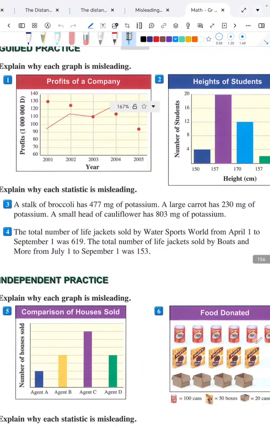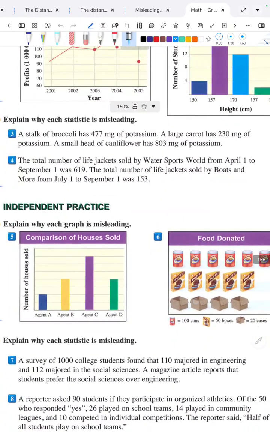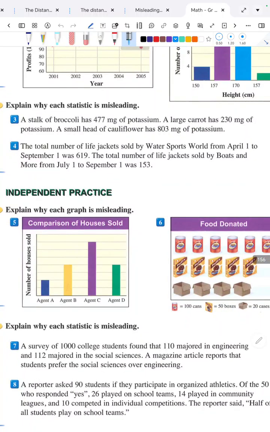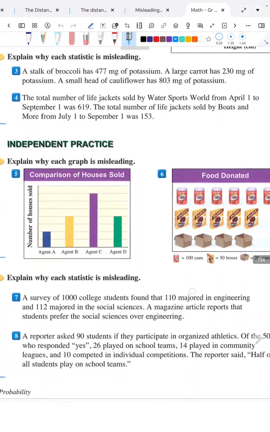Then a stack of broccoli has 477 milligrams of potassium. A large carrot has 230. Then we have another vegetable which is cauliflower, about 803 milligrams of potassium. So is it fair to compare between them? No. Why? Because we have different sizes of vegetables. It's not fair to compare carrot with broccoli with cauliflower. And here, if you check, we have time. So directly, you know the reason of misleading: different time periods are compared.